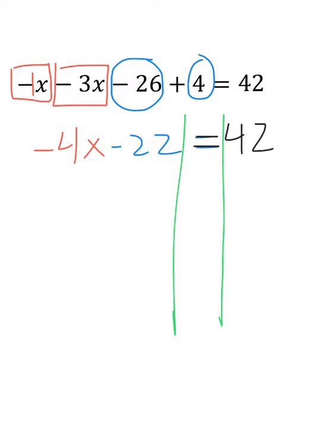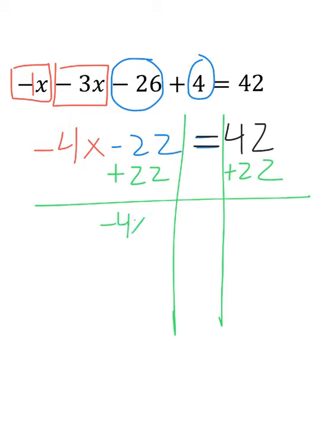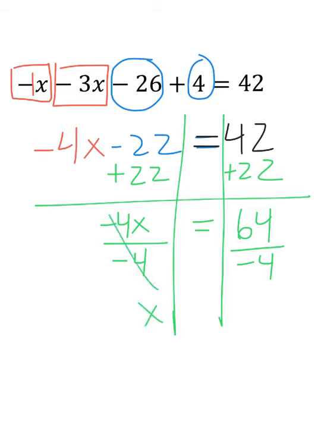The inverse of subtraction here is addition, so we will add 22 to both sides. Then we're left with negative 4x on the left-hand side is equal to 64. Negative 4x is negative 4 times x, so we'll divide by negative 4 on both sides to get rid of that. We end up with x is equal to 64 divided by negative 4, which gives us negative 16.